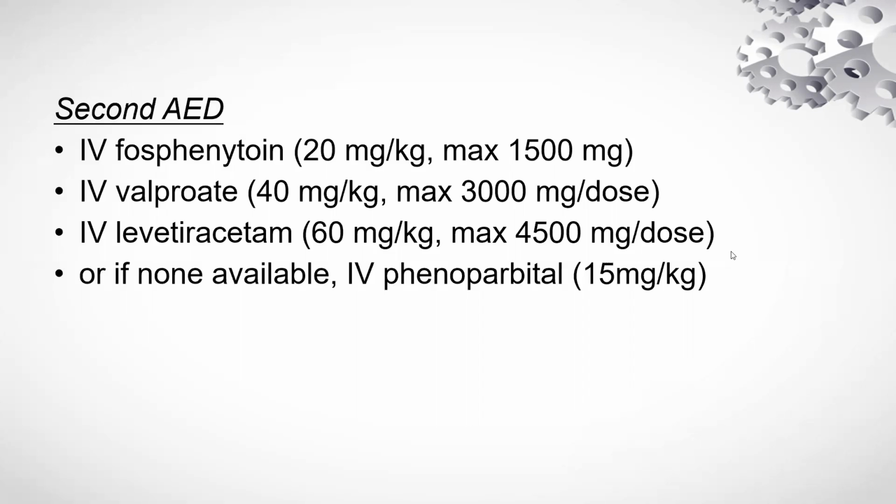IV valproate in the dose of 40 milligram per kg, maximum dose of 3000 milligram per dose. IV levetiracetam can also be used, 60 milligram per kg, maximum is 4,500 milligram per dose. We don't often use these high doses, and if none of these are available, then we can use phenobarbital also in a dose of 15 milligram per kg.